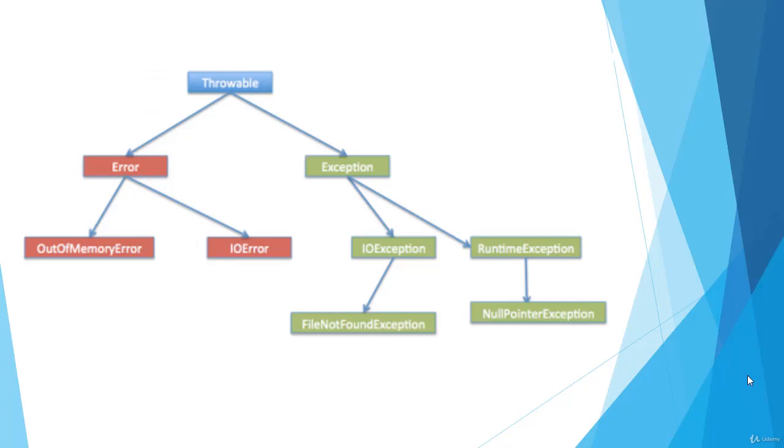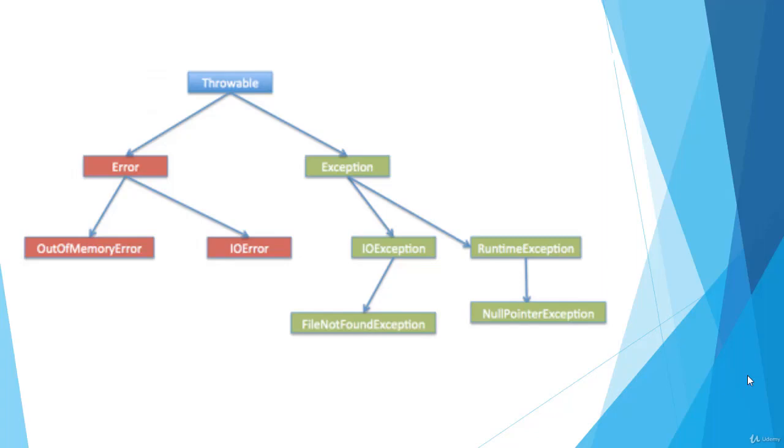You can see in the hierarchy, first of all, IOException and then RuntimeException. These are two different classes that have the same parent class, which is Exception. Now IOException is a checked exception and RuntimeException is an unchecked exception. Only RuntimeException is unchecked, otherwise all the child classes of Exception are checked exceptions.